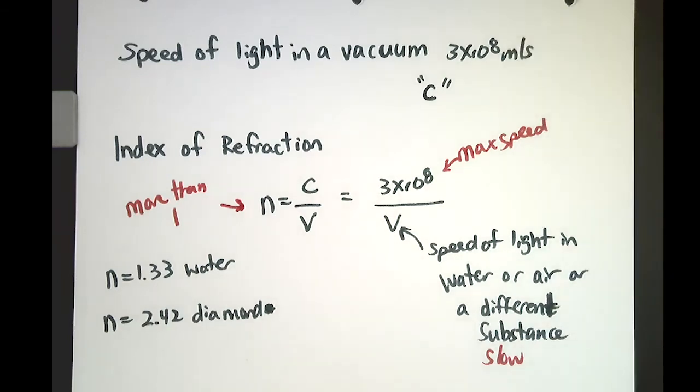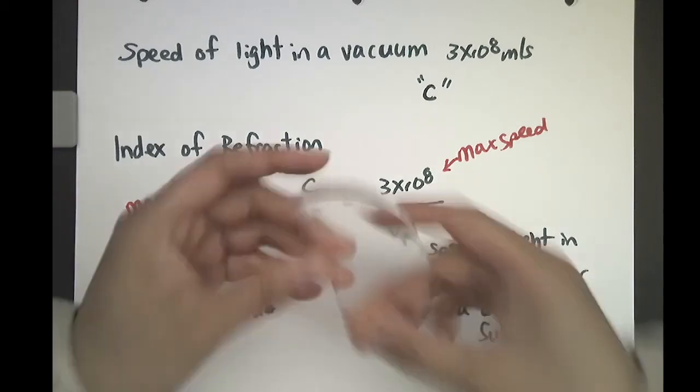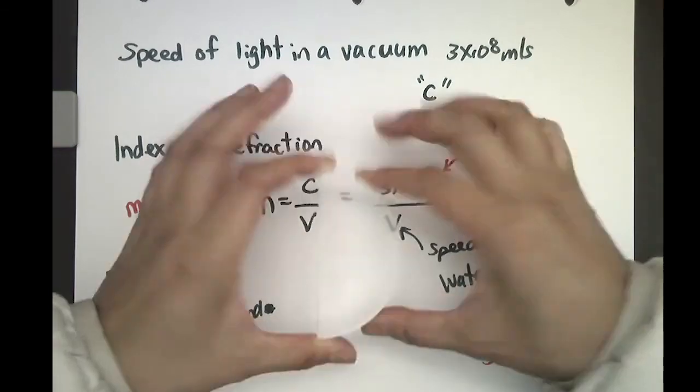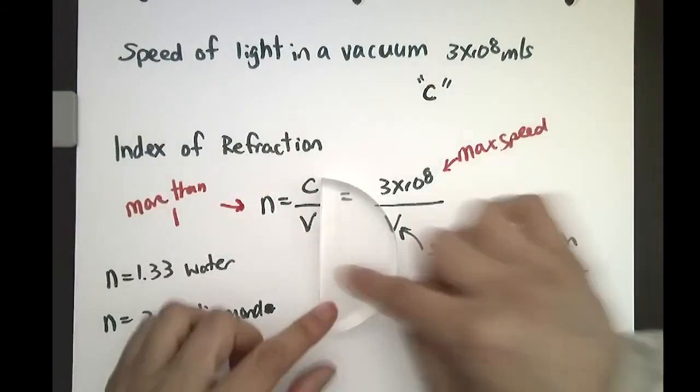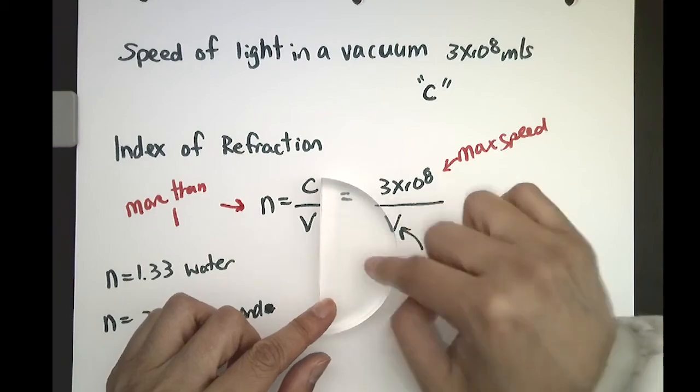All right. Okay, so how do I know that light slows down? Well, what happens is that the light does bend, and I'm going to show you a couple of cool things here. The first one I'm going to show you is a semicircle, all right? And I'm going to show you that light does bend because when I shoot the light in, it will bend one way or another.